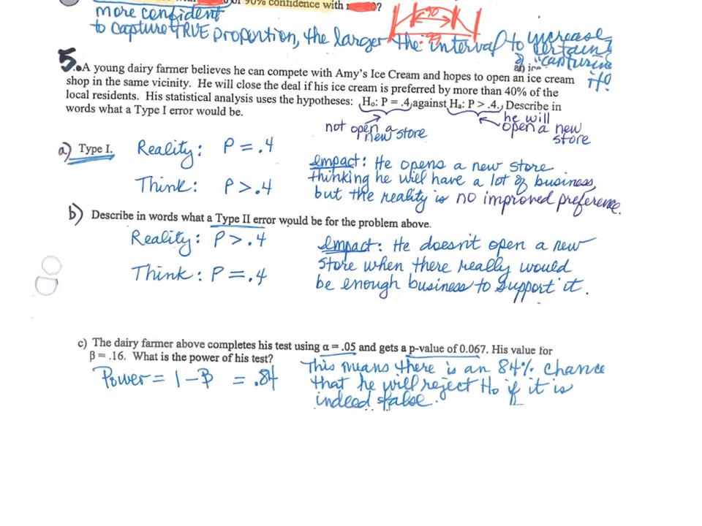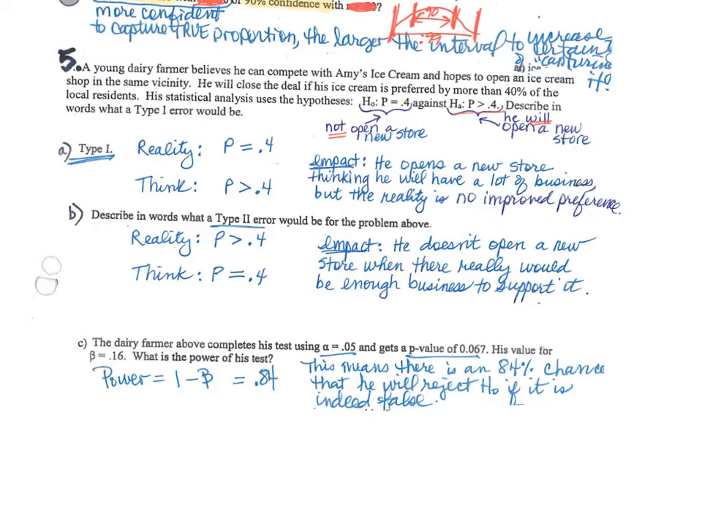Okay, number 5 is like the quiz that we just had. This was about the shop. I don't know if you understand what's going on in this question. This guy is going to do a survey and see if the proportion of people that want Amy's ice cream is more than 40%. If that's the case, he will open up a new shop. If it stayed 40%, he will not open a new store. If he has evidence that it is greater than 40%, then he will open a new store. So you can obviously see the business issues related to getting an error associated with that.